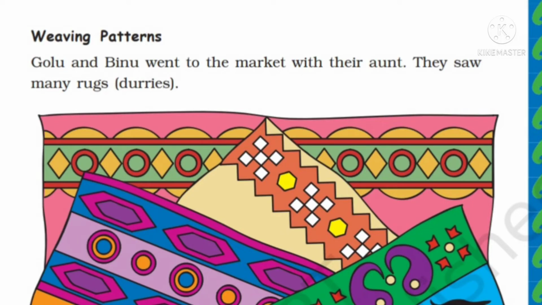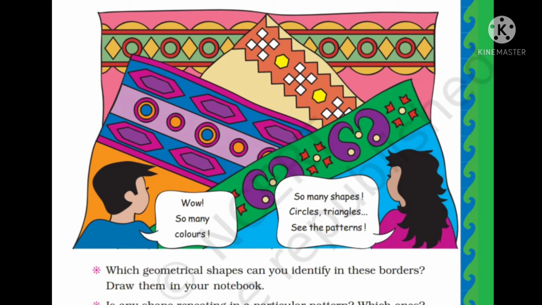Today let's see the second part of chapter 5. Weaving patterns. Golu and Binu went to the market with their aunt and they saw many carpets, that is rugs, in the market. Wow, so many colors. So many shapes, circles, triangles. See the patterns.